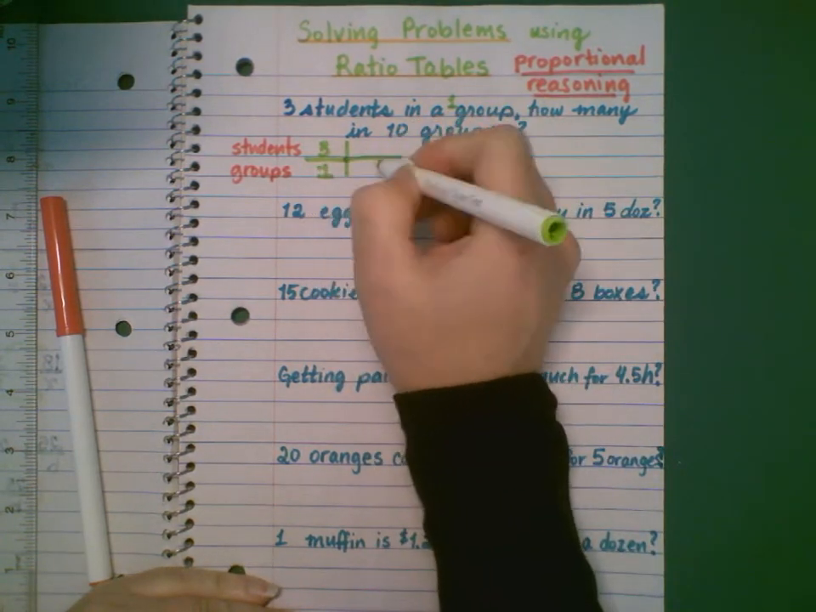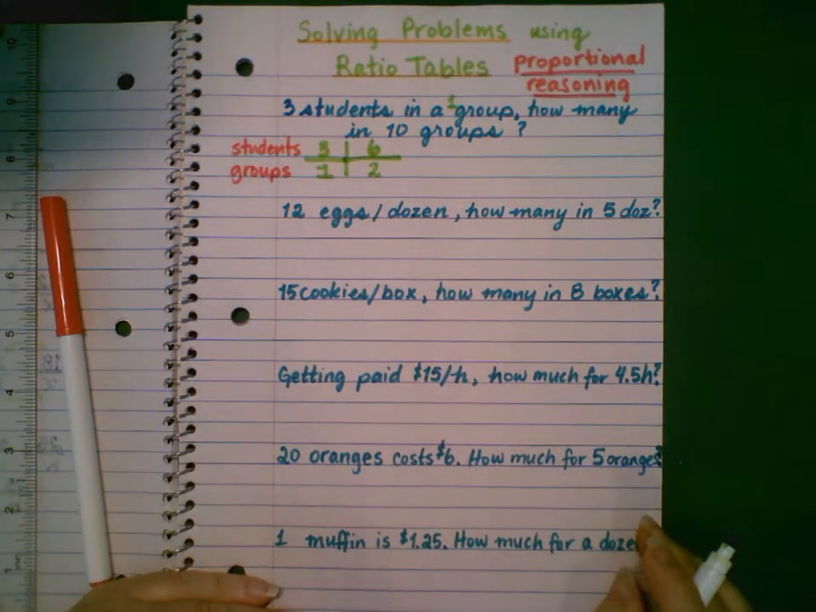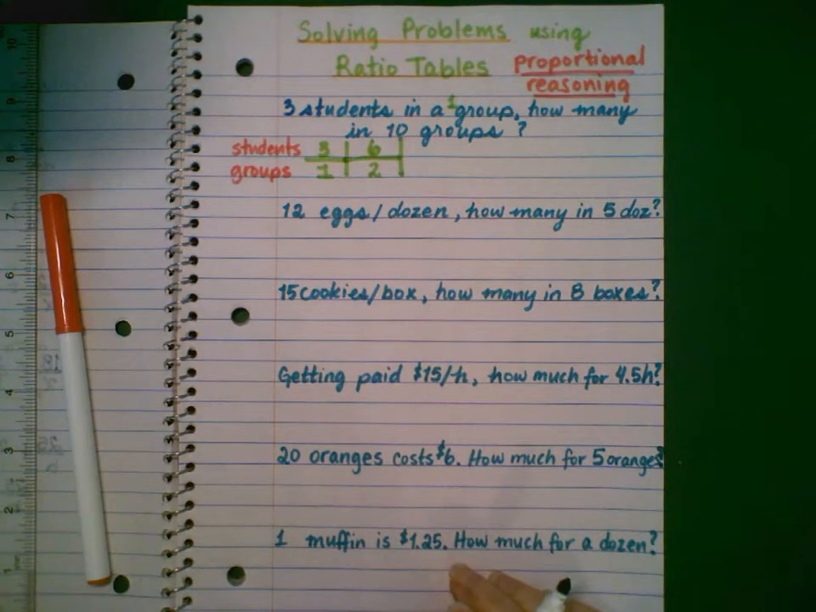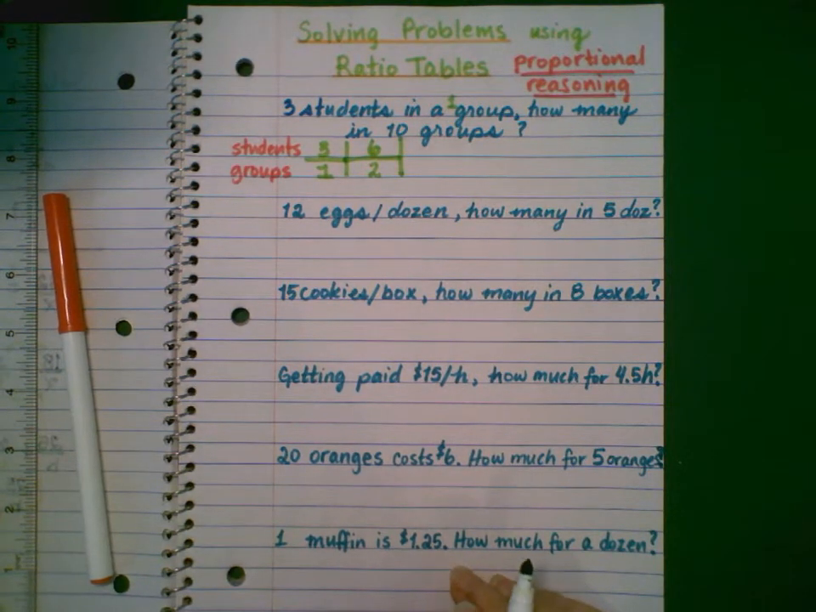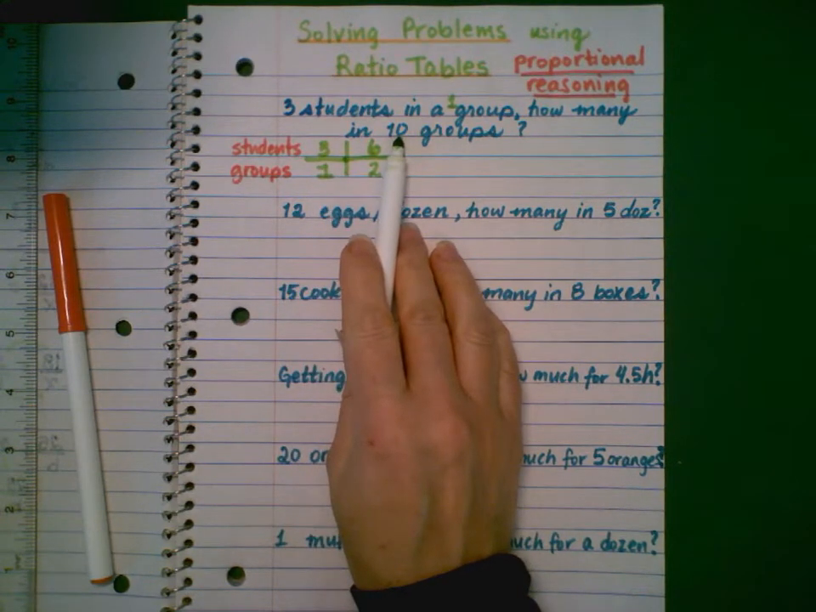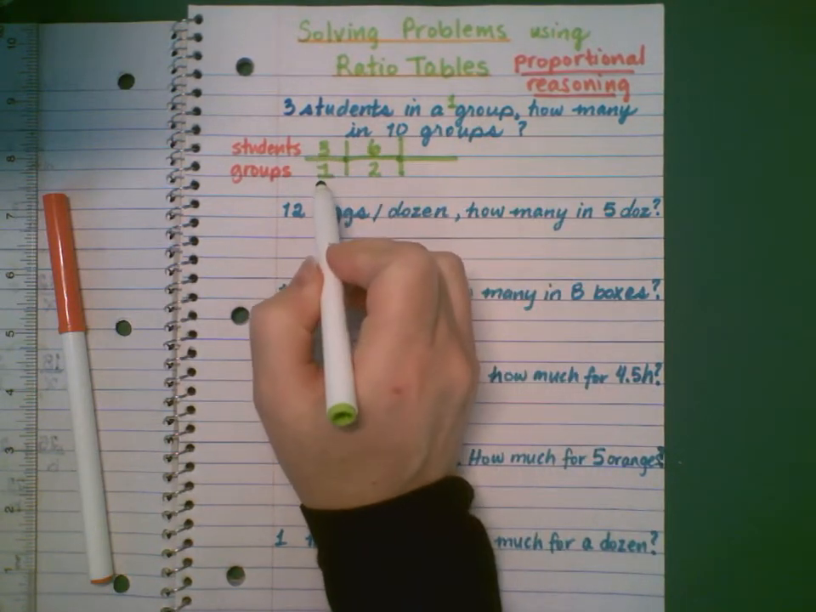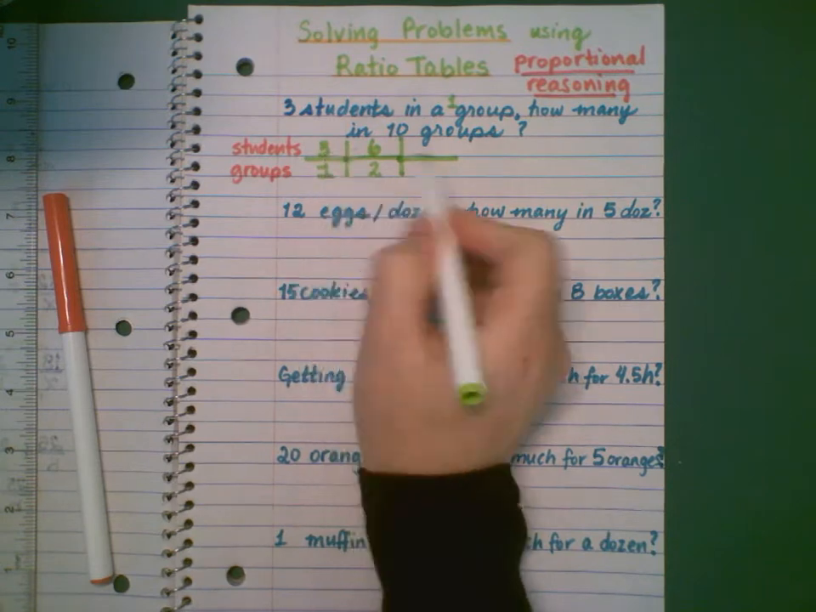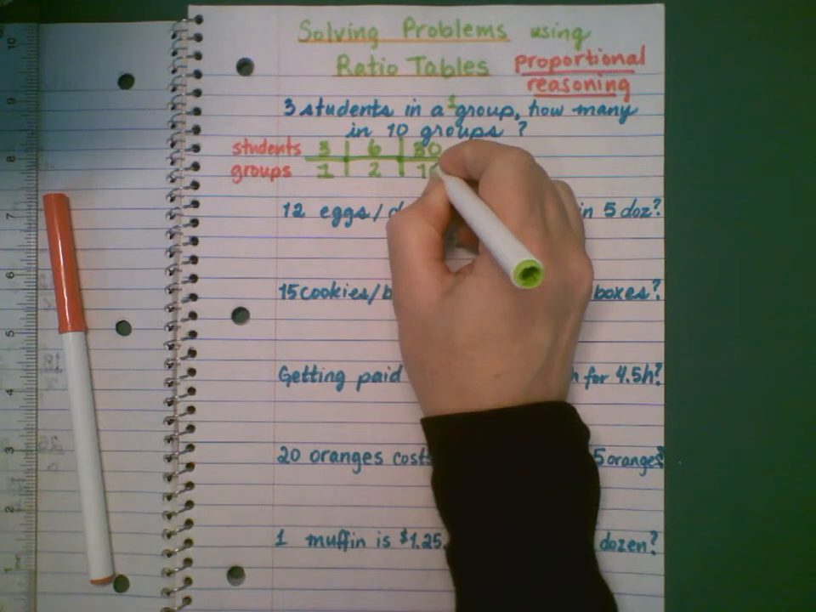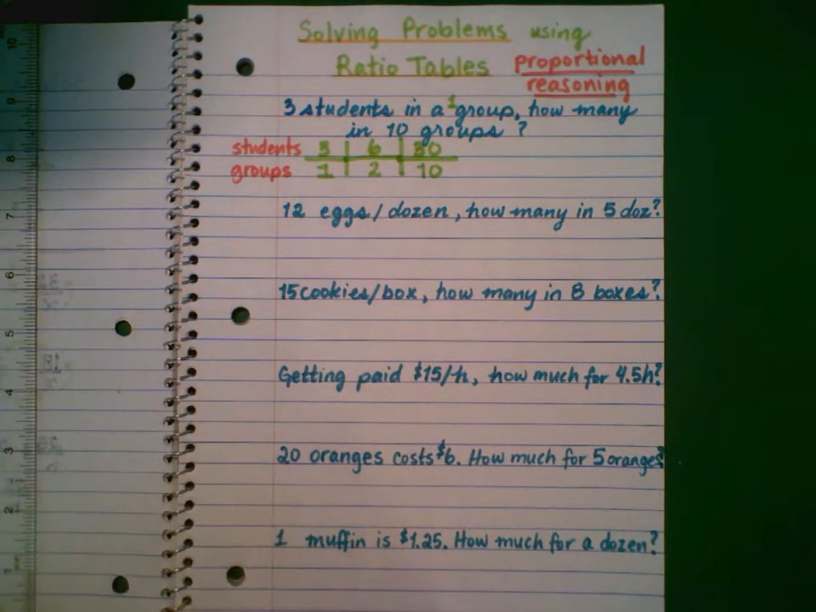I could double each of these values and find that I've got 6 students in 2 groups. I could continue doubling. The doubling is one of the strategies that can be used in a ratio table. In this case, the problem's asking me to find 10. So I'm going to go from 3 to 1 and multiply by 10. So 30 and 10. So my solution is 30 students in 10 groups.